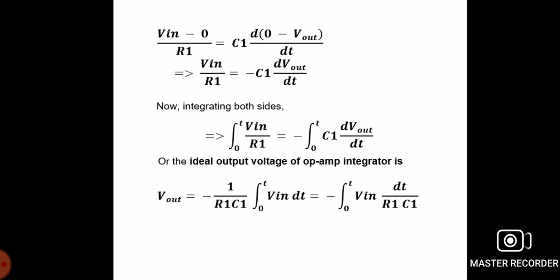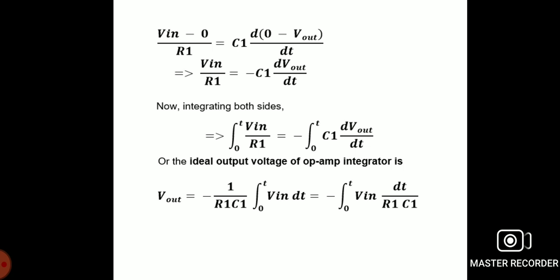Here dV naught divided by dt is equal to minus Vi divided by RC. So integrating both sides of the equation, the integral of dV naught is equal to the integral of minus Vi divided by RC into dt. So V naught is equal to minus 1 by RC times the integral of Vi dt.